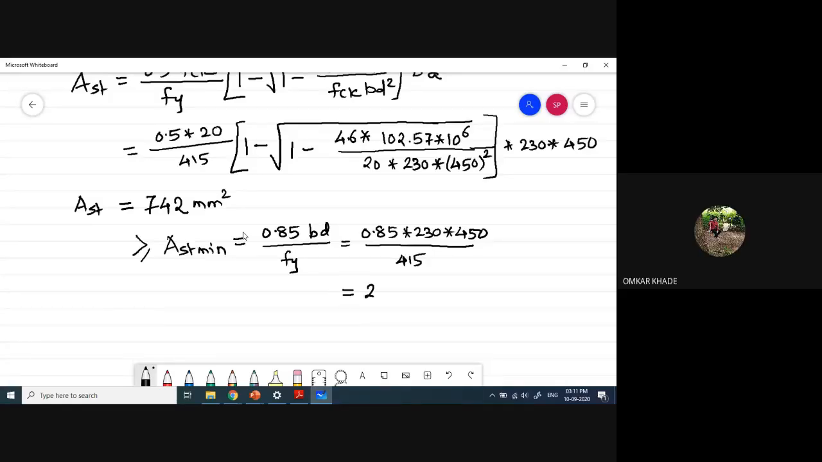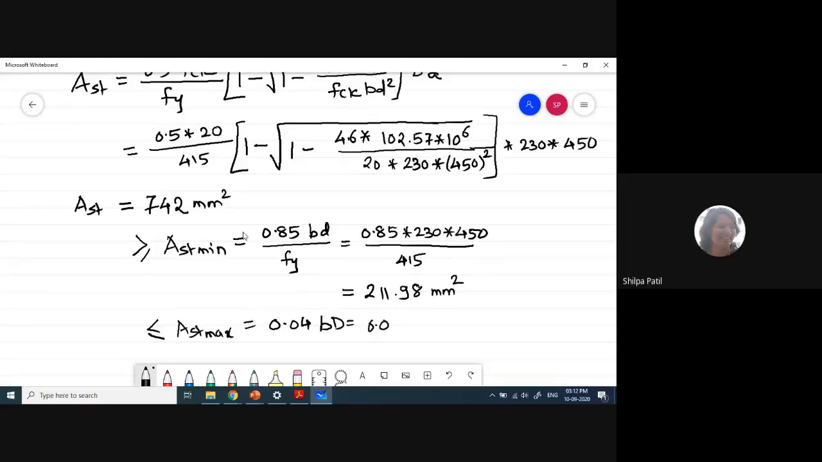211.98 mm square. Yes, and it should be less than or equal to AST max. So let us find out what is the AST max. Tell me the formula. 0.04 B into capital D. Correct. So put the values.